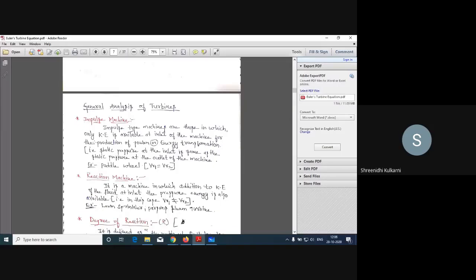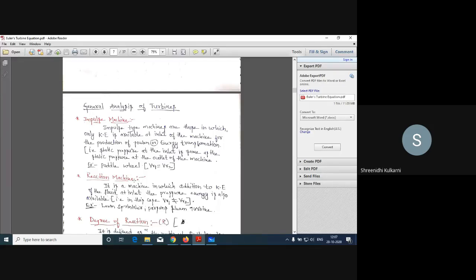What are impulse machines and what are reaction machines? In impulse machines, the kinetic energy is available at the inlet, and the pressure is constant throughout the turbine. Hence the relative velocity, or we can call it the blade angles, is the same at inlet as well as outlet. That is VR1 equals VR2. If VR1 equals VR2, we call the degree of reaction 0. We will see that in the later part.